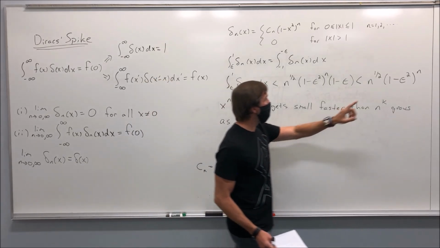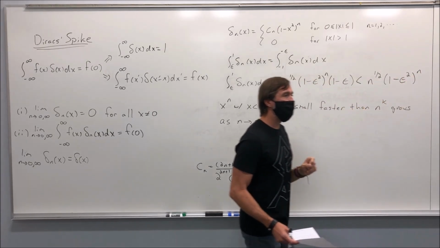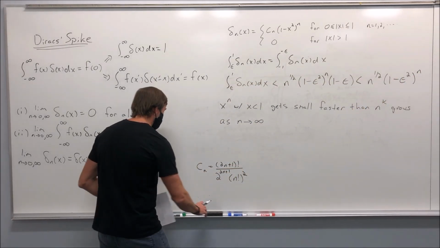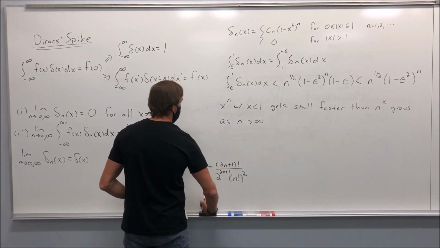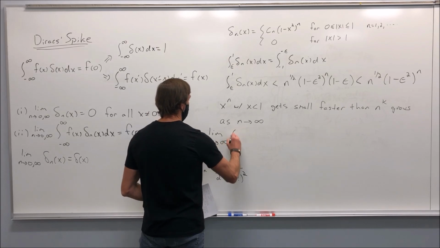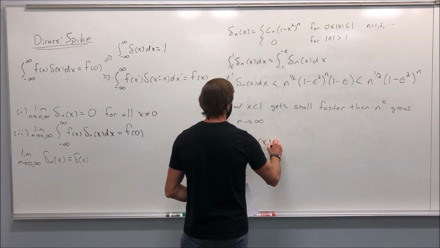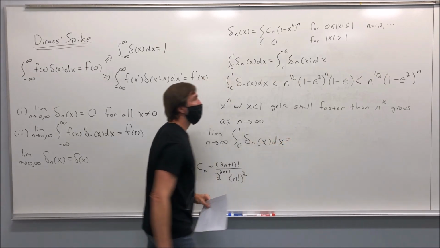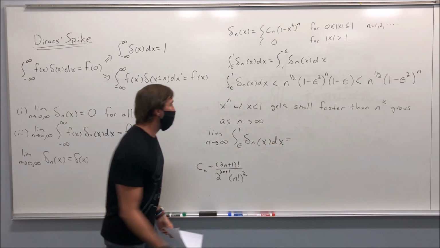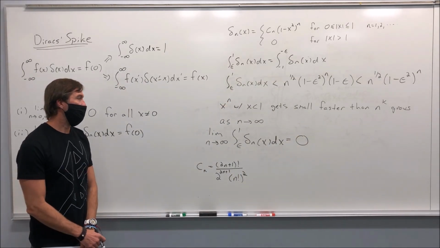Hold on. Wait. Look at this. n to the 1/2, something to the n. So what is the limit as n goes to infinity of the integral from epsilon to 1 of delta nx dx? It's 0, yeah. Okay?